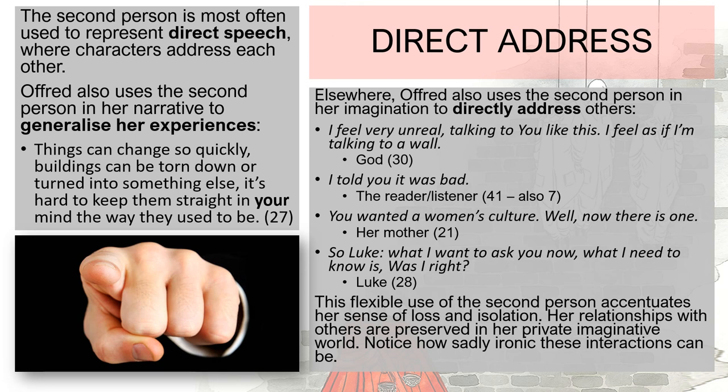So it shows that the second person can be used quite flexibly within the text to perhaps accentuate her sense of loss or a sense of isolation, and to show how relationships with other characters are preserved in her private imagination. And there's an irony to these uses, in that she is having conversations or addressing people who can't respond. It's quite sad, but it has the effect of accentuating her sense of isolation and solitude, in that she's imagining conversations with loved ones, or that she can be heard by someone listening to her.